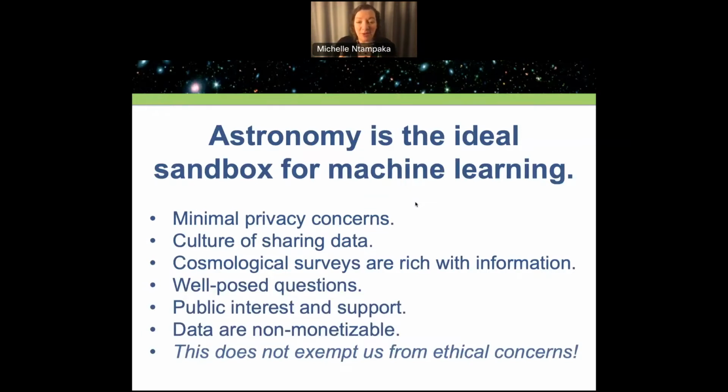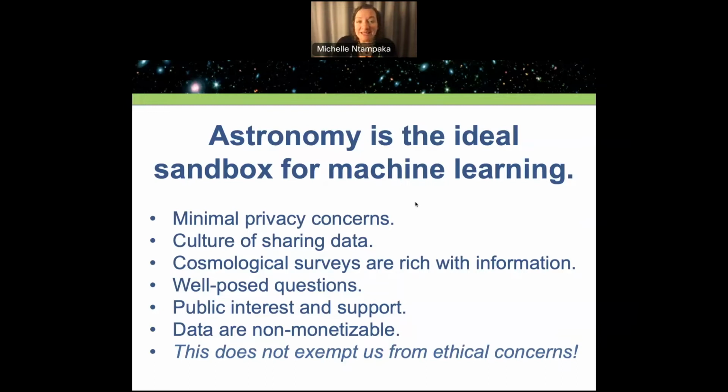So someone who might work in something like health records would be very concerned about protecting the privacy of the person behind the data. For astronomy, our photons carry no privacy, and so this is just not something that we have to worry about. Astronomy has a culture of collecting these big and expensive data sets and then sharing them widely with the community. Our surveys are rich with information. We have well-posed questions. Astronomy enjoys public interest and public support. And our data are worthless. They are non-monetizable. You cannot use them to sell something new.